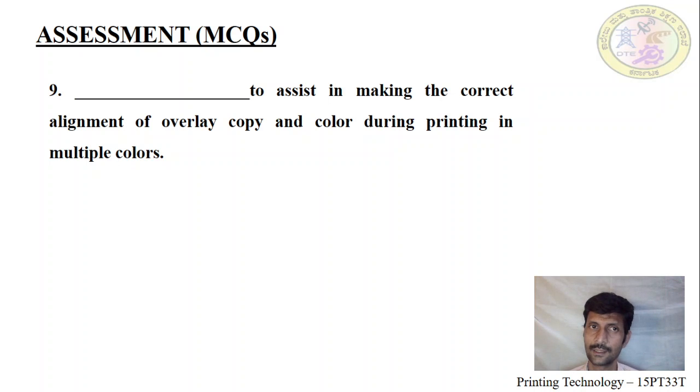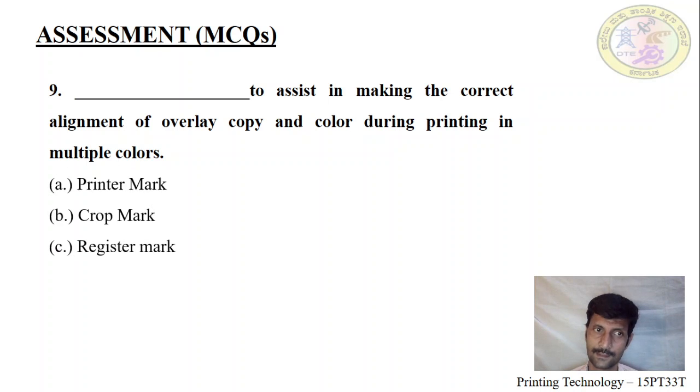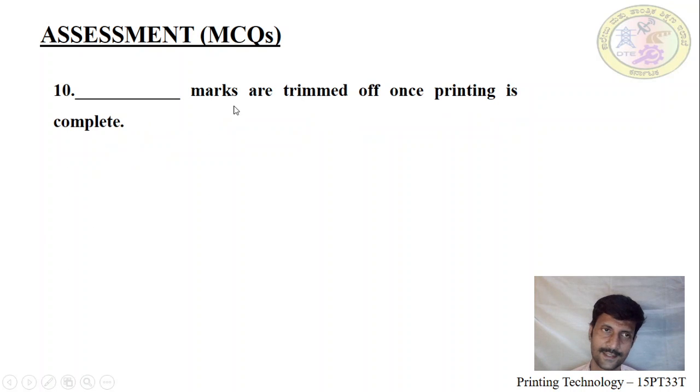Next question. To assist in ink making, the correct alignment of overlap, copy, and the color during printing in multicolors, we require printer marks, crop marks, register marks, or none of the above. To perfectly align, all the four color separations of the plate, four color ink printed on the substrate one over the other, exactly, we require a dash mark. You have to answer it, students.